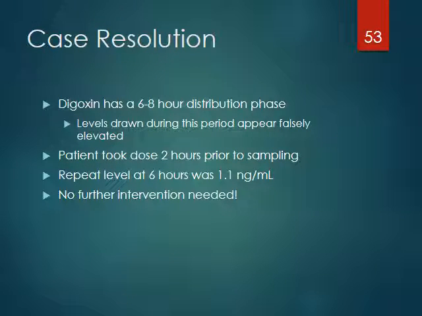So going back to the case we were talking about, one of the things to note with digoxin is it actually has a 6 to 8 hour distribution phase. So levels that are drawn during this period will appear falsely elevated. In this case, when further asked, the patient had taken the dose 2 hours prior to the sampling. And then when they repeated the level at 6 hours, it came back down to 1.1 nanograms per mL, which was within range. So at this point, no further intervention was needed for that patient. But it just goes to show you that having a good knowledge of the drugs and being able to interpret those levels can sometimes save you some hassle in changing doses and whatnot.